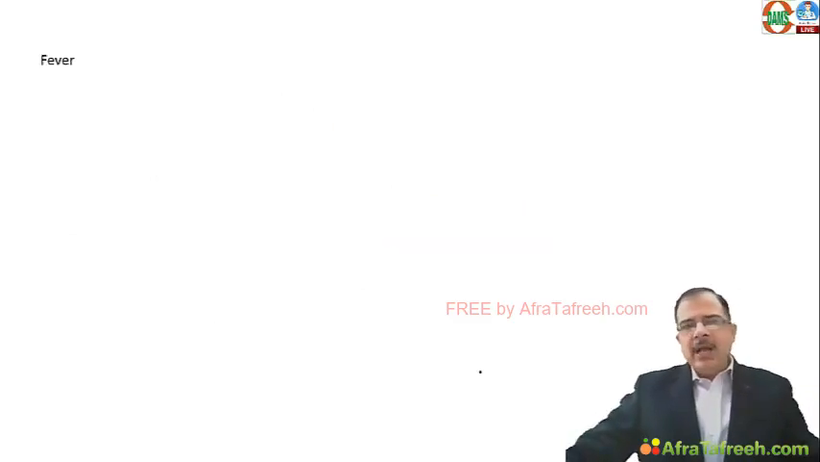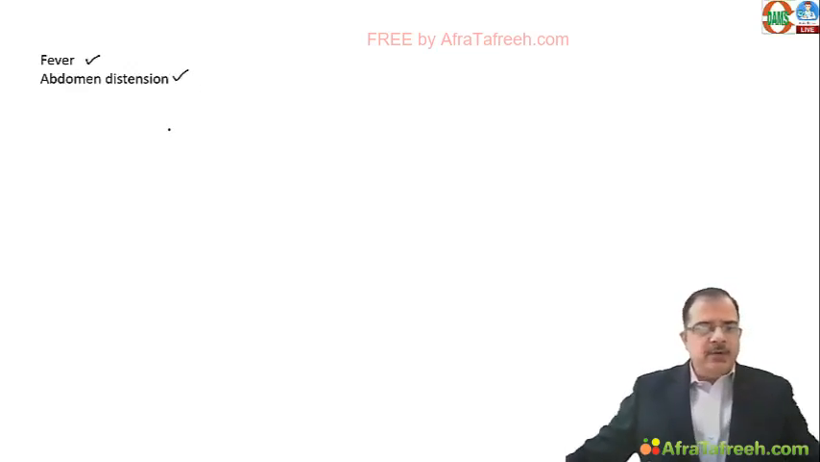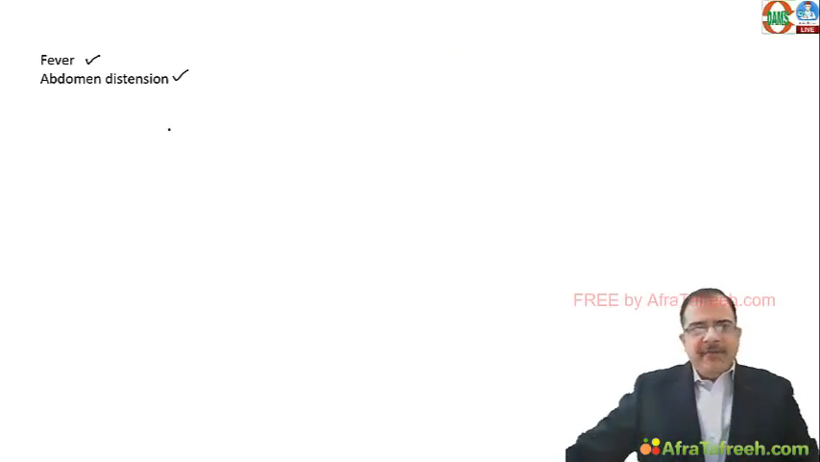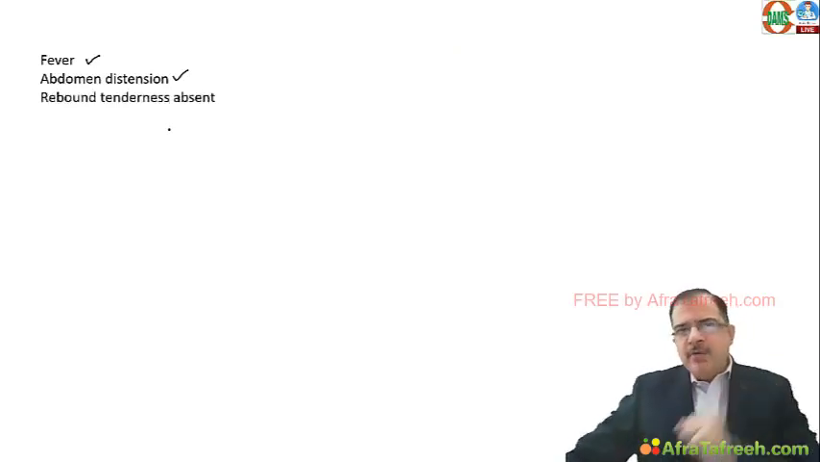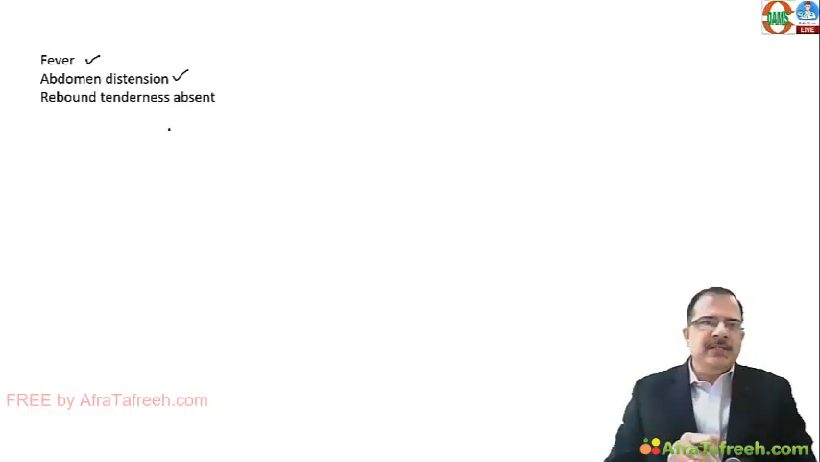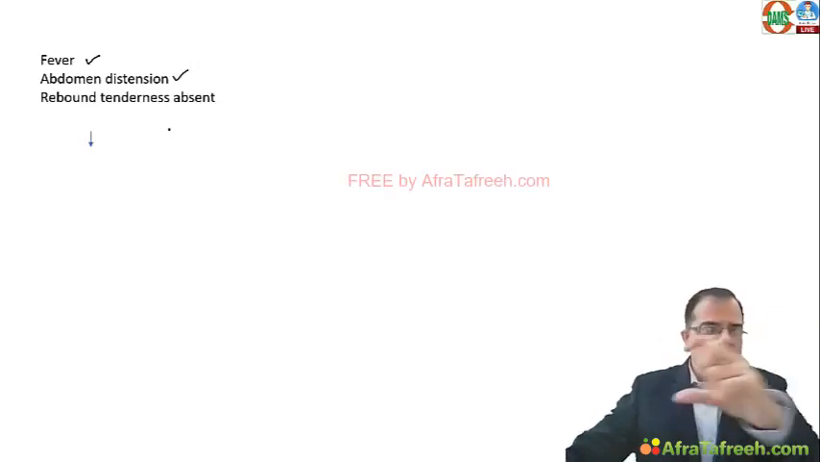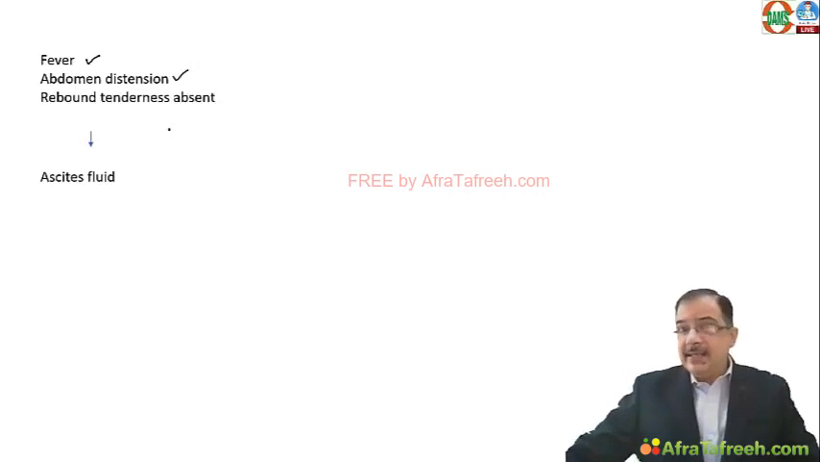Now, the other complications of cirrhosis or liver failure. A patient presents with a fever and abdominal distension on the background of cirrhosis. When you did the clinical examination, rebound tenderness was absent. That means the peritoneal inflammation was less. With these features, we will try to make a clinical diagnosis of some complication of cirrhosis in which the peritoneal inflammation is so less that rebound tenderness is absent.